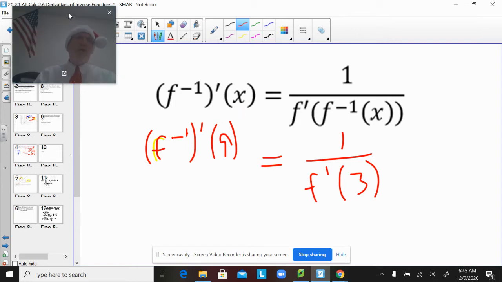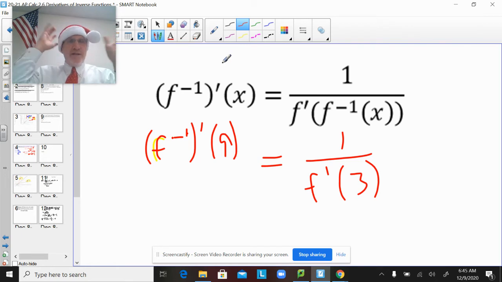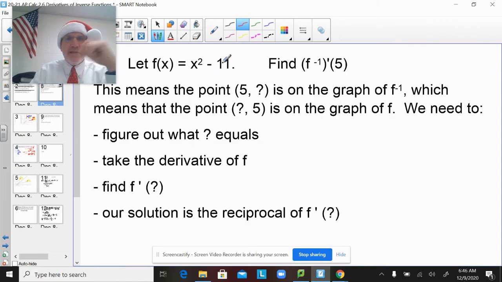Again, really the only issue here is the notation, understanding what it's asking you to do, because ultimately you're going to take the derivative of a function, you're going to evaluate it at an x value and get a number, which will be a slope, and you're going to take the reciprocal of that. That's the process, and that process is not bad. But there's one thing that confuses people. So let's look at an example.